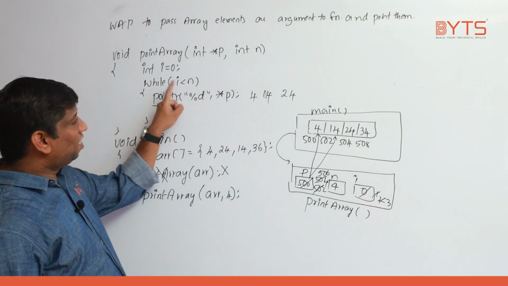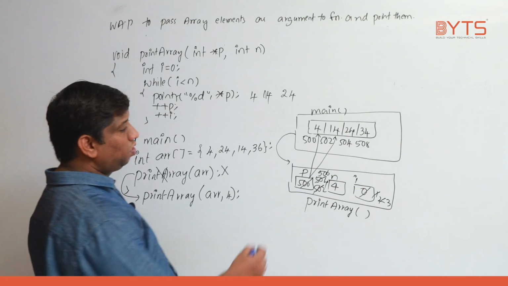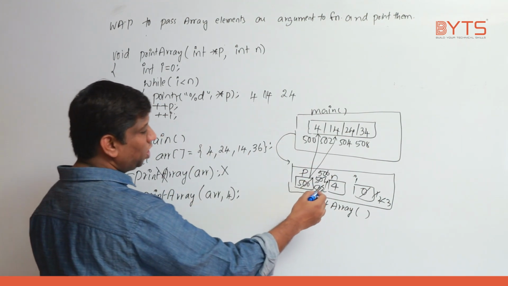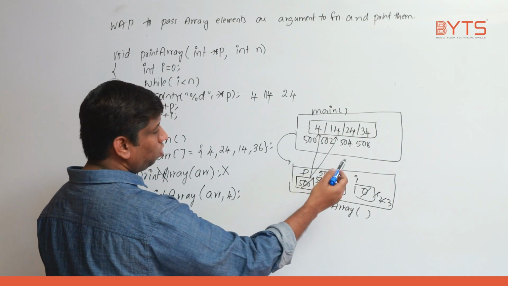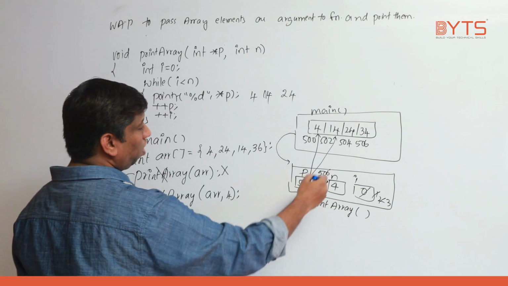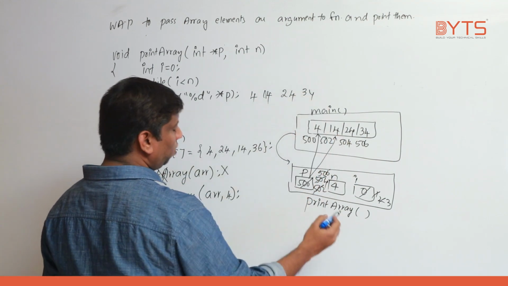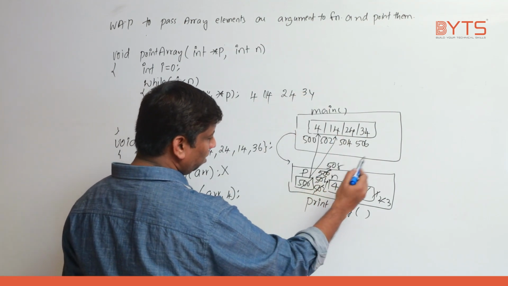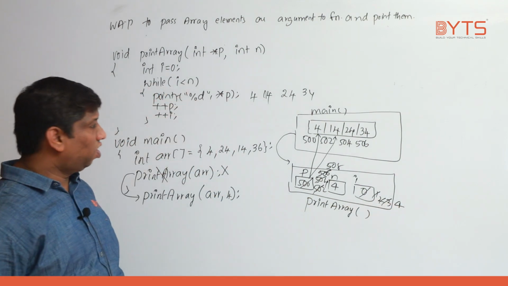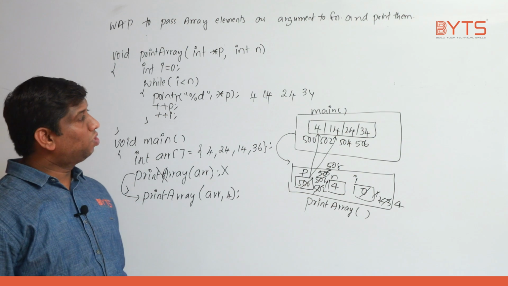End of the loop. 3 less than 4 true, *p value is how much? Already I printed anyhow. So next if I increment, it will become what? Oh, it's 506, right? Okay, so star 506 is how much? 34. p is 508 and i value will become 4. End of the loop. 4 less than 4 is false. Come out, right?